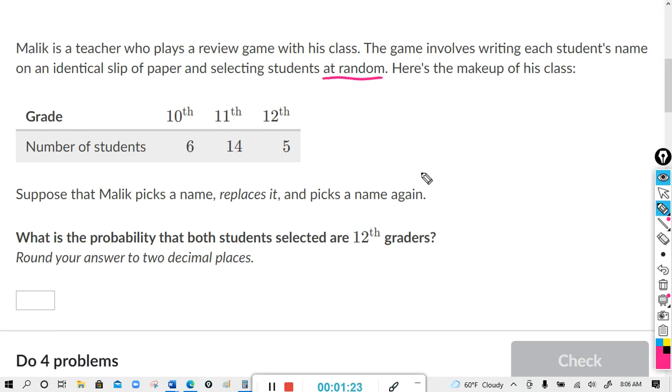Okay. So we want to find how many we're selecting from. Okay. So we need to calculate the total. Okay. And that's just going to be 6 plus 14 plus 5. Okay, so that's 25, right? And I'm just gonna put that right here. 25. Okay.